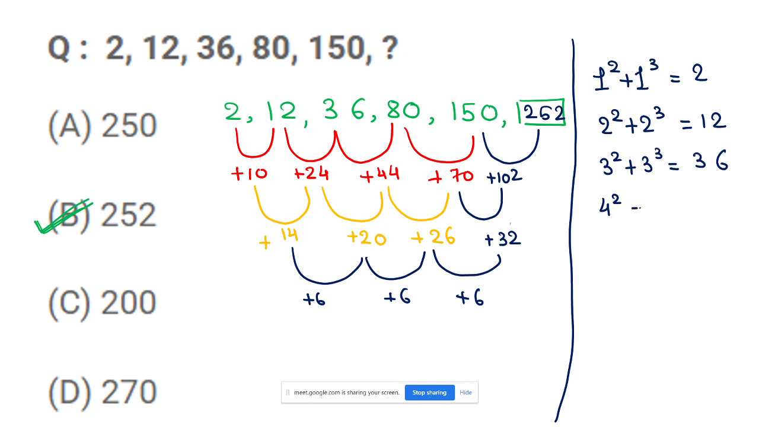4 square is 16, 4 cube is 64, and the answer is 80. The next is 5 square, 25, and 5 cube, 125, that is 150. So the next number should be 6 square, that is 36, plus 6 cube, that is 216. The answer is going to be 252.